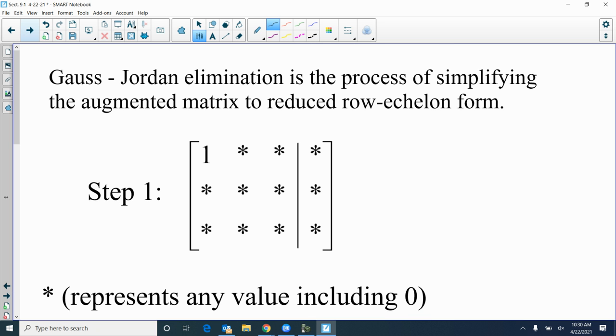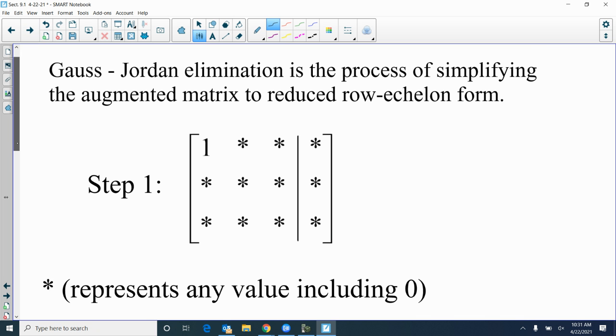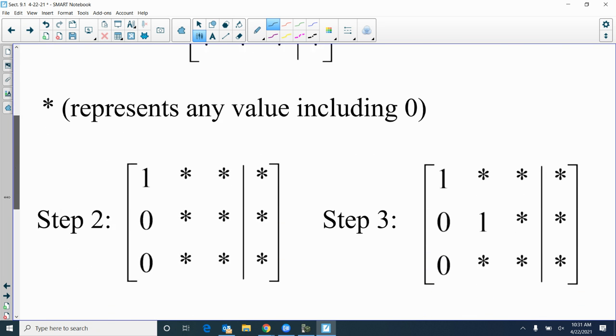Now, how do you do that? So here's kind of the steps. And in the end, to get to that reduced row echelon form, it's called Gauss-Jordan elimination. You always have to start with a 1 right here. Okay, once you start with that 1, here's kind of the steps that you need to follow. Get zeros underneath it. I'll show you how, but that's kind of the idea.